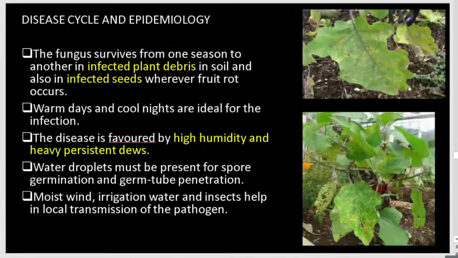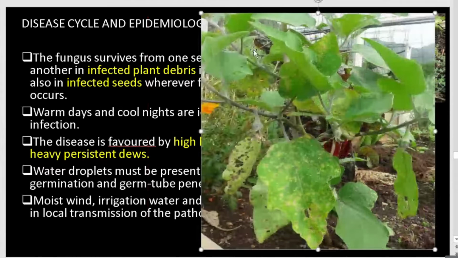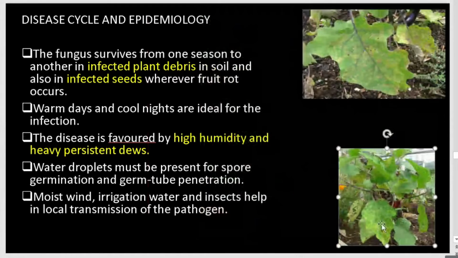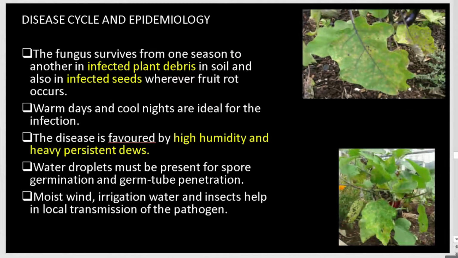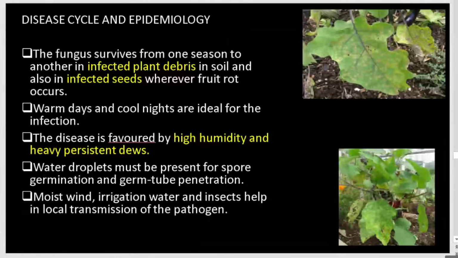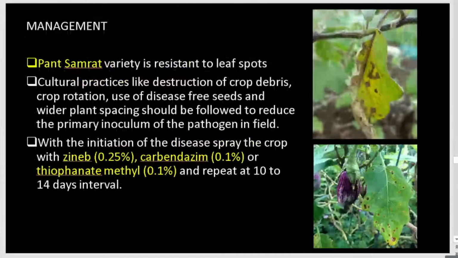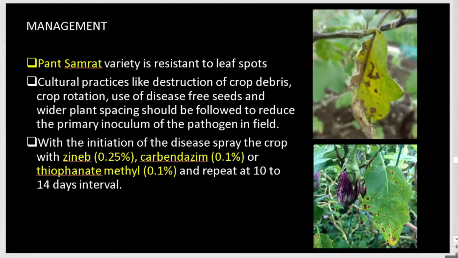So they are also seed borne. So this is infection of Cercospora eugenila. Both species may coexist. So this is about the disease cycle. Generally, it's favored by 25 to 26 degrees Celsius. Panch Samrat is one of the resistant varieties to this disease, and management is very common. One can go with carbendazim, thiophanate methyl, or zineb.